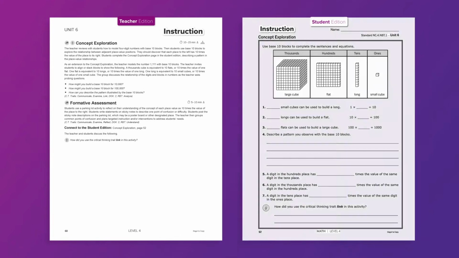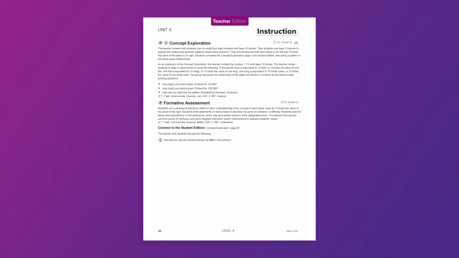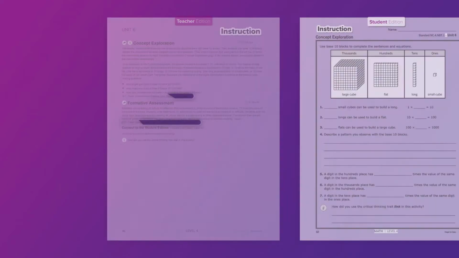As you plan for instruction using the teacher edition, you will see that the activities provide a recommended grouping, the time the activity will take, and coding for critical thinking traits, depth of knowledge, and revised Bloom's taxonomy. The teacher edition provides instruction, points to reinforce, and questions for debriefing the concept exploration activity. Most activities suggest formative assessments that afford teachers a window into the level of student understanding.